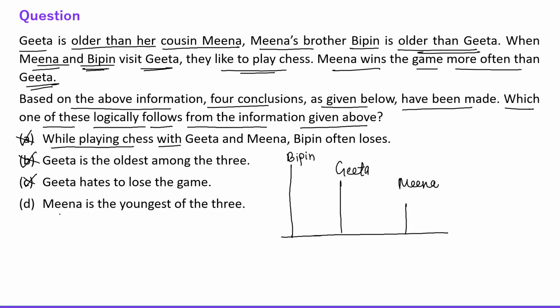Next one is Meena is the youngest of the three. Yes, everyone, this is clear from the above information. Meena is the youngest of the three. This is the right choice. Meena is youngest of the three, right? This is the correct one. So D option is the right choice. Fine. Now let's move to another question.